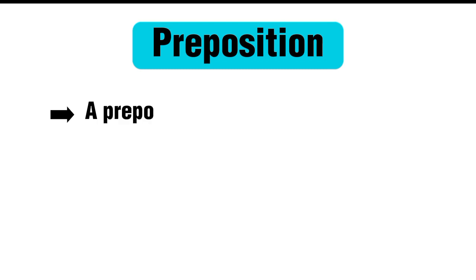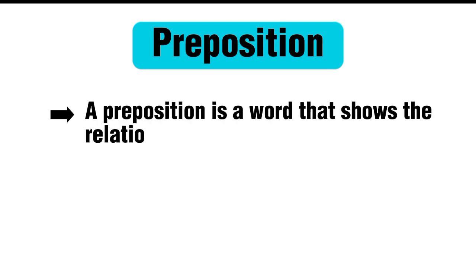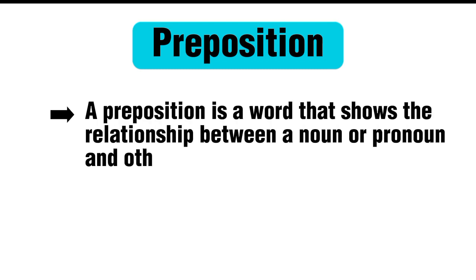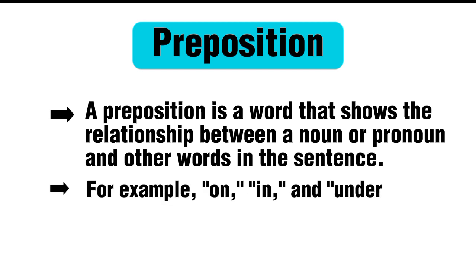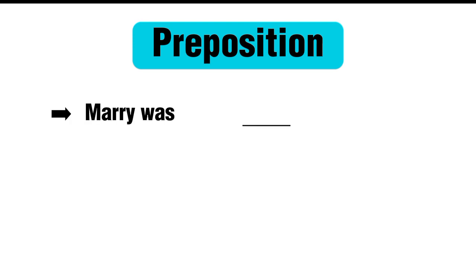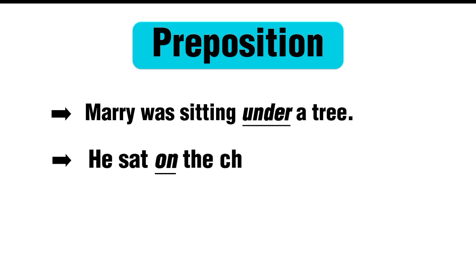Preposition. A preposition is a word that shows the relationship between a noun or pronoun and other words in the sentence. For example, on, in, and under are all prepositions. Mary was sitting under a tree. In this sentence, under is the preposition. He sat on the chair. In this sentence, on is the preposition.